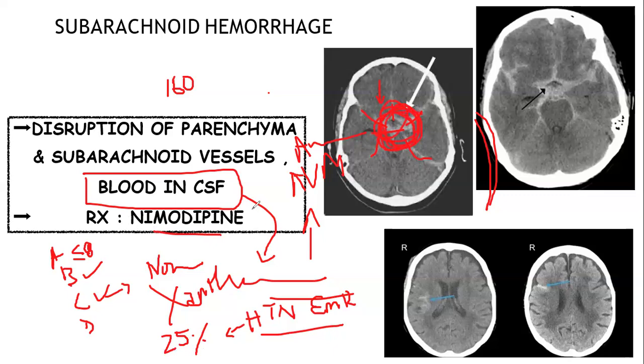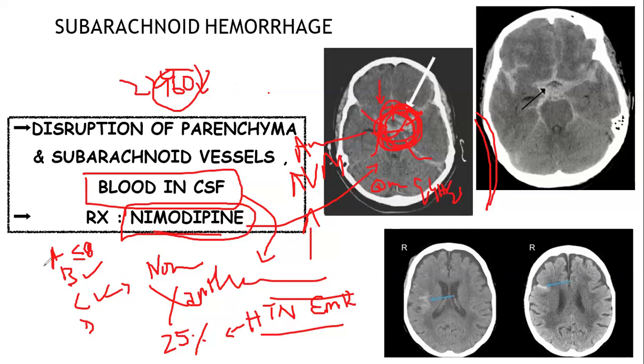Nimodipine, why has it been mentioned here? It is a calcium channel blocker. We have to give 60 mg hourly, okay? Up to 21 days you can give it. Okay, you can also control the BP if it is more than 200. Our target is to decrease it by 25% to keep it in the range of 150 to 160. You can take the help of labetalol as well.